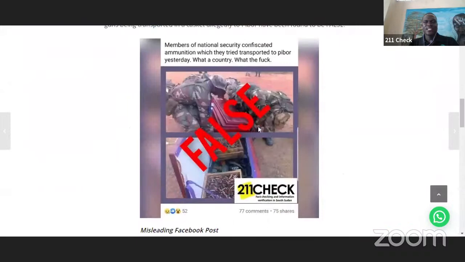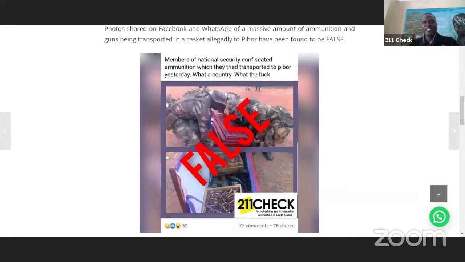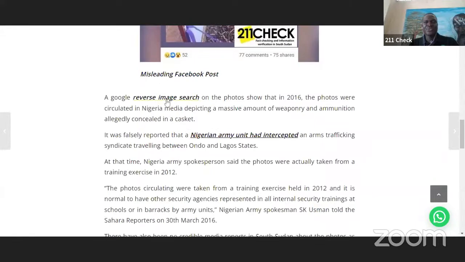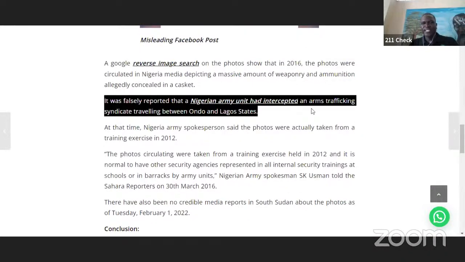So this was the time when somebody posted these photos saying these are members of National Security confiscating ammunition which was being transported to Pibor. At that time, of course, there was some sort of conflict there, and it wasn't true. So when we did an investigation through a reverse image search, it was shown that these photos were from 2016, and they were circulated in Nigeria, depicting a massive amount of weaponry and ammunition alleged to be concealed in a casket. But it was falsely reported that the Nigerian army had interrupted an arms trafficking syndicate between these states.